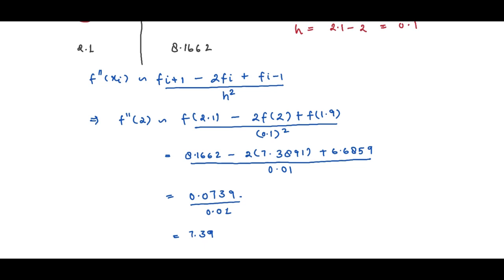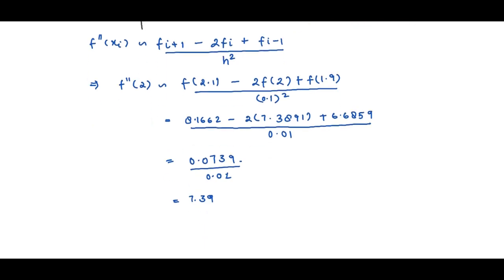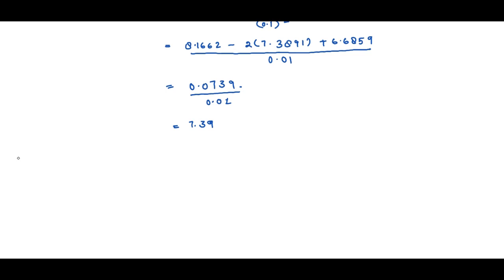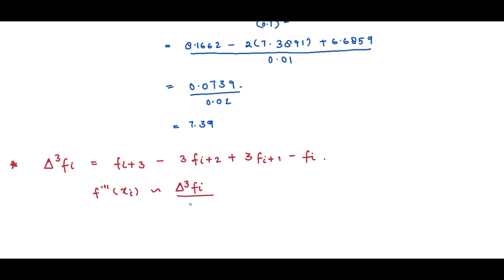Now what about the third and fourth derivatives? The same finite difference idea can be extended to higher derivatives as well. For example, the third forward difference is delta cubed fi equals f of i plus 3 minus thrice of fi plus 2 plus 3 times fi plus 1 minus fi. So our basic approximation for the third derivative is f triple dash xi approximately equals delta cube fi divided by h cube. That ultimately becomes fi plus 3 minus thrice of fi plus 2 plus thrice of fi plus 1 minus fi, divided by h cube.